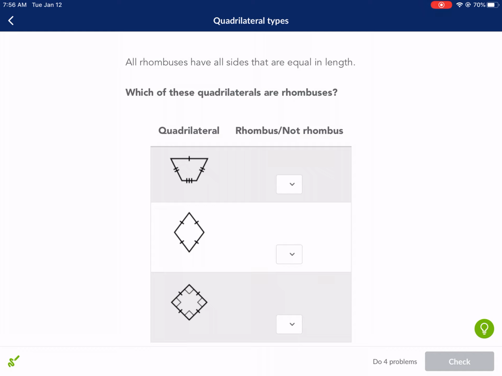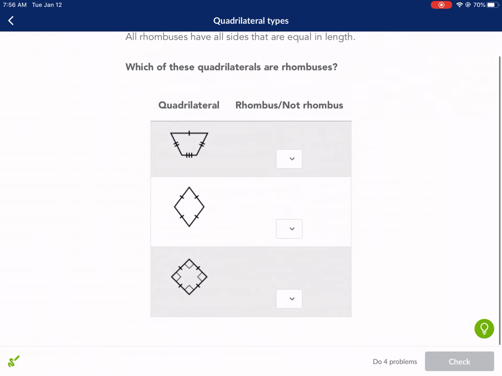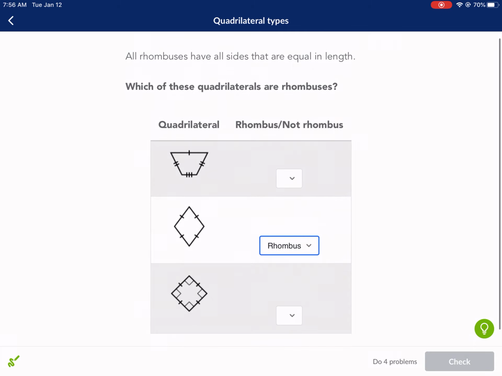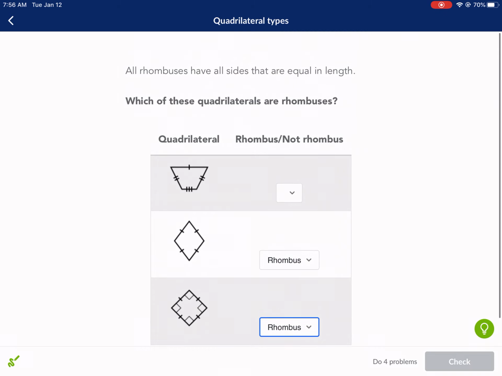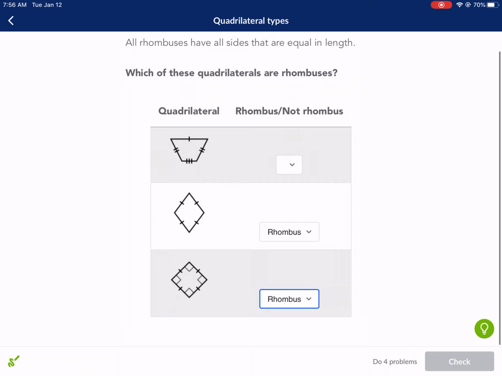All rhombuses have all sides that are equal in length. Which of these quadrilaterals are rhombuses? Well, this is true. A rhombus is a type of parallelogram, meaning opposite sides are congruent, but it's a specific type of parallelogram where all the sides are congruent. So you're looking at probably the third option and you're saying, hey, that looks like a square. Well, a square is a specific type of rhombus.